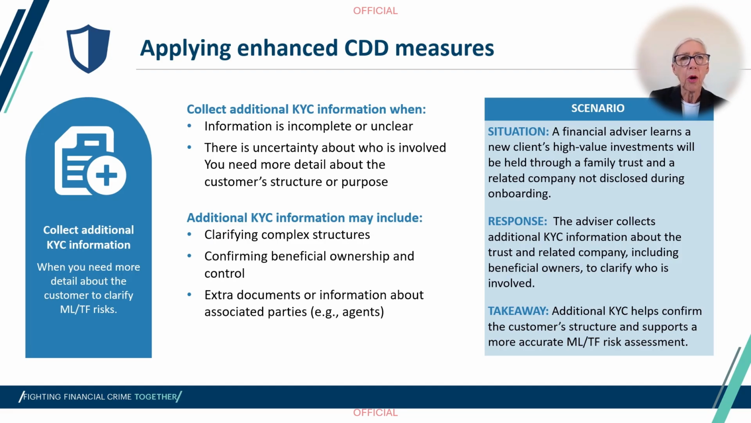Because trusts are commonly exploited by money launderers, the financial advisor knows that they need to understand the nature of the trust holding the assets. It also means that the advisor does not have a clear idea of who is involved yet. To clarify the customer's structure and purpose of holding assets through a third party, the advisor collects additional KYC information about the trust and the related company, including details of beneficial owners. This helps the advisor confirm who is involved in the arrangement and assess the customer's MLTF risk more accurately.